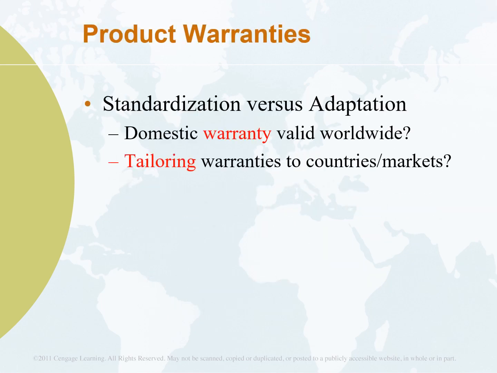So, product warranties. We have product warranties, right? There's the issue of standardization versus adaptation as well for product warranties. Domestic warranty, is it going to be valid worldwide? Think about that. You probably cannot afford to have the same warranty worldwide. Tailoring warranties to country markets may be something you have to do.